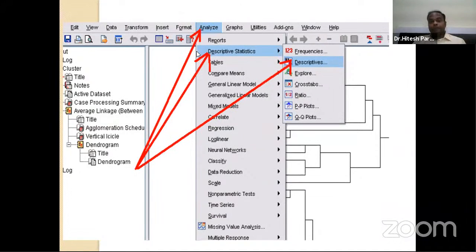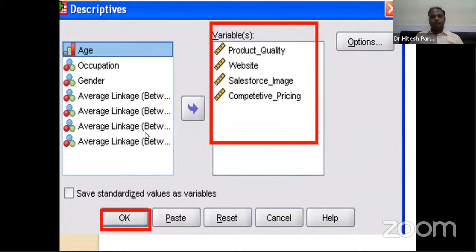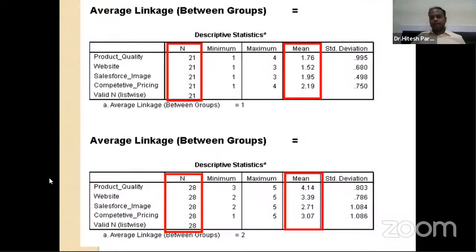Now, again click on Analyze, Descriptive Statistics, and Descriptives. Analyze, Descriptive Statistics, and Descriptives. Once you click there, just transfer these 4 variables: product quality, website, salesforce image, and competitive pricing, and click on OK. So you will get this output.